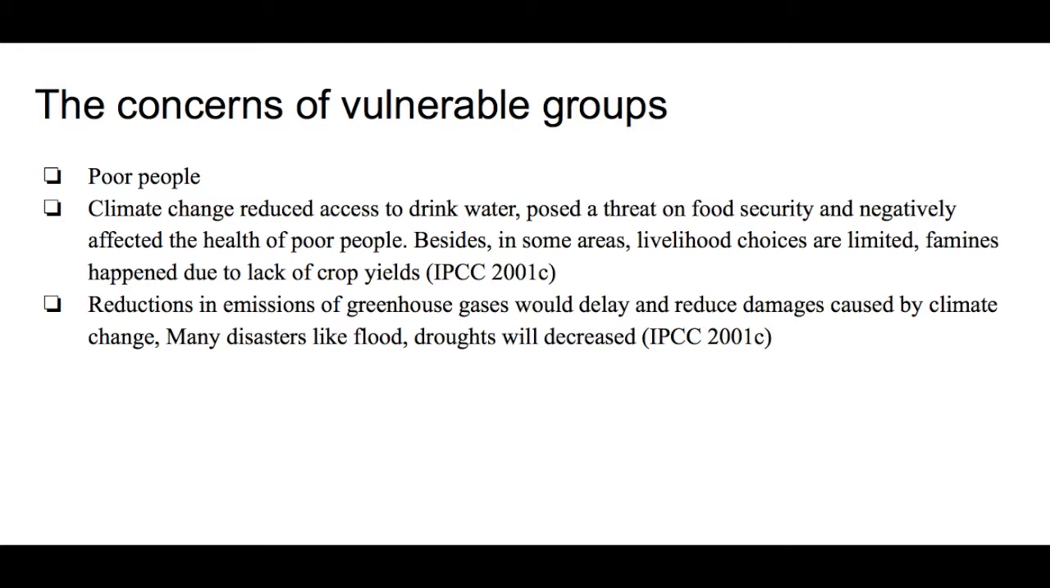The second vulnerable group is poor people. Reductions in emissions of greenhouse gas would delay and reduce damage caused by climate change. Many disasters like floods and droughts will decrease, which is helpful for poor people.